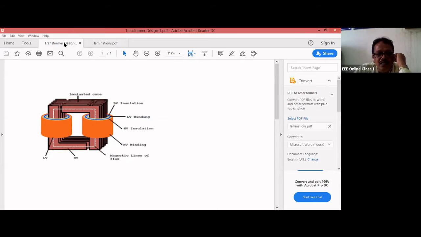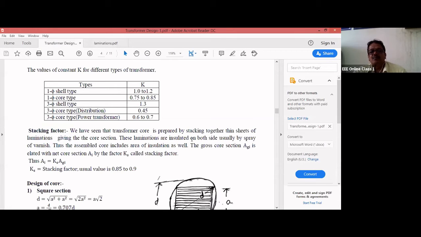They are going to do the insulation. Insulation is nothing but what? They usually spray varnish on the front side and on both sides. For each thin lamination, they insulate by spraying varnish. Likewise, if all the thin laminations are stacked together, then definitely the gross area of the core will increase. Along with the iron part, even the insulation part will be included.